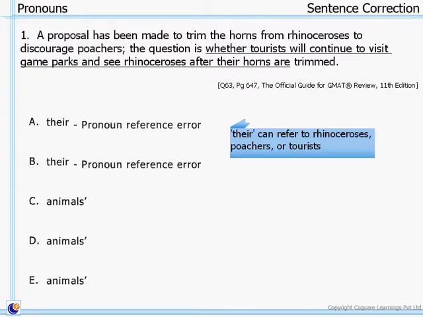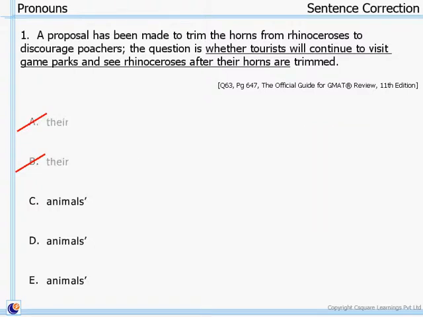So, knock off answer option A and B due to the pronoun reference error. We are left with C, D and E, wherein there is no ambiguity. Whose horns? C, D and E says animals' horns. We are now left with C, D and E. While comparing these options, we observe C has whether, D and E have if.